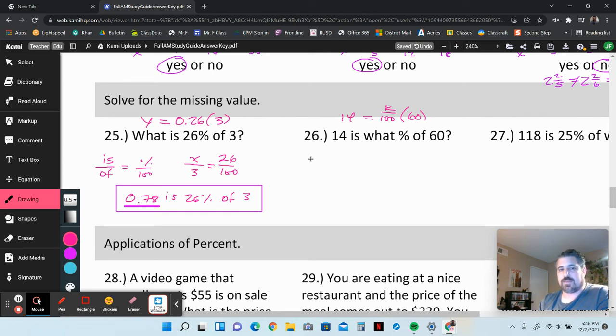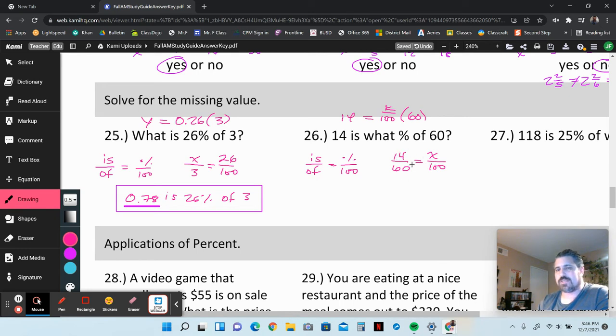The other way you could set this up is you could say is over of equals the percent over 100. Part to whole equals part to whole. And we could say that we know the "is" is 14. We know the "of" is 60. And we just don't know the percentage, right? That percentage is a missing value. I don't care what variable you put for it. You put x, y, z, doesn't matter. I just put x. And that's always out of 100 because percents are out of 100.